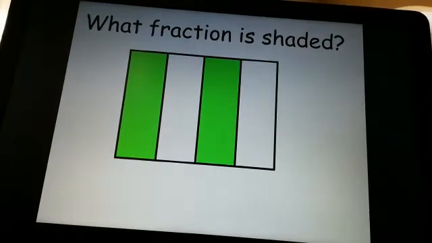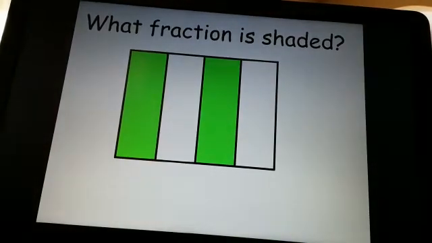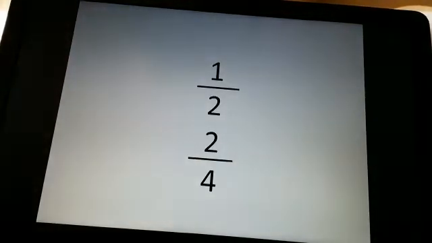Question 1. What fraction is shaded? So take a look at the shape. How many parts has it been divided into? How many have been shaded? And there could be two answers for this. So you might have a half or you might have 2/4.